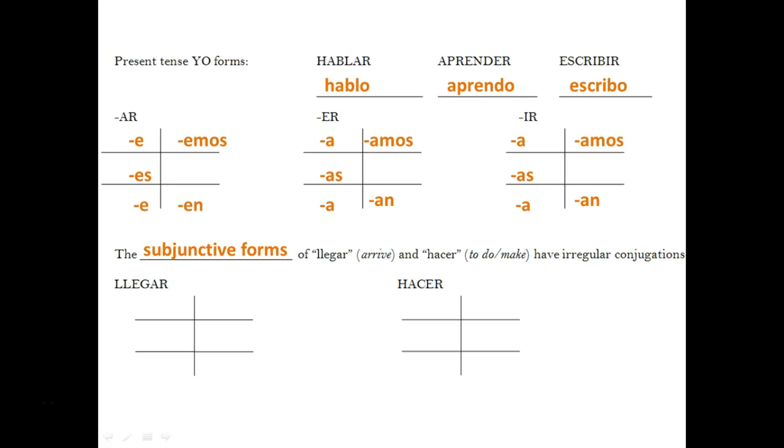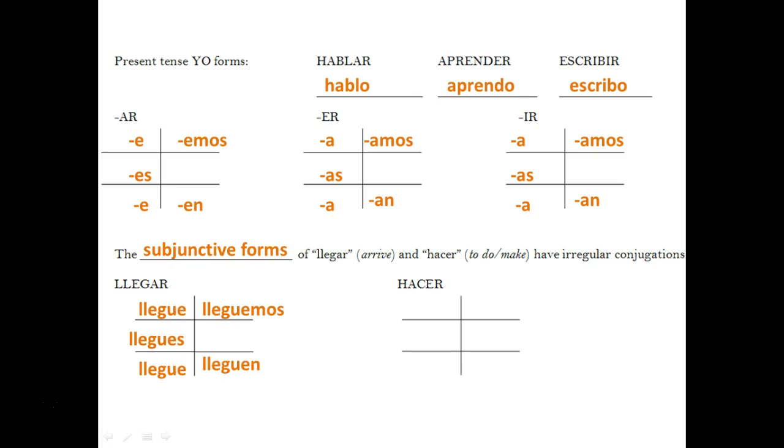There are, however, subjunctive forms that are irregular. Llegar, for arrive, and hacer, to do, have irregular conjugations. There are others, but we will not get into them now. Llegar becomes llegue, llegues, llegue, lleguemos, and lleguen.